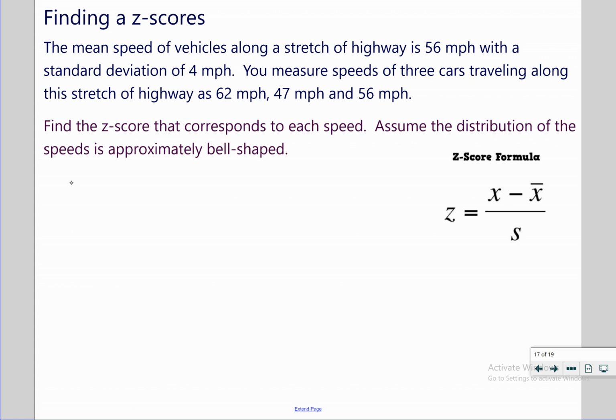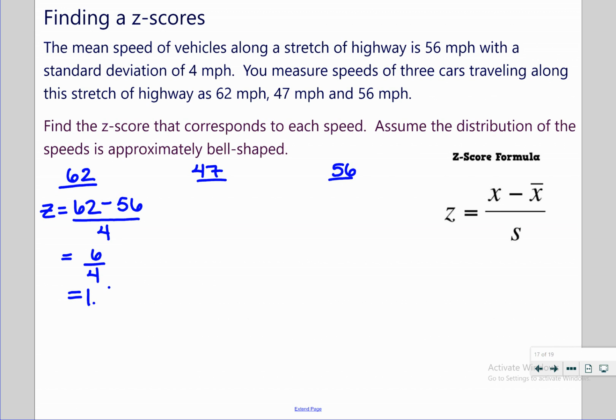All right, so we're going to do this 3 times for 62, for 47, and for 56. For each of these z values, we're going to take the x value that we have, so 62 for the first one, minus our mean, and they've saved us some time. They told us what that was. It was 56, divided by our standard deviation, 4. That will give me 6 over 4, 1.5. If you have to round, we're going to round z-scores to 3 decimal places. Okay, so that's my z-score, 1.5. That's it. Very quick calculation.